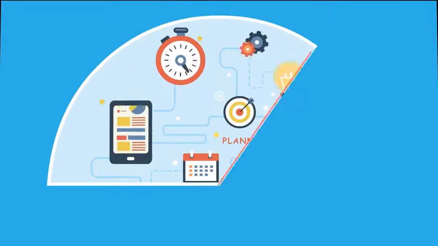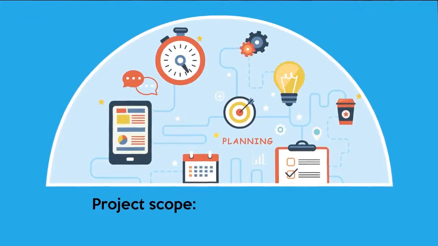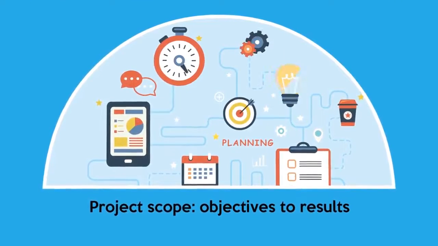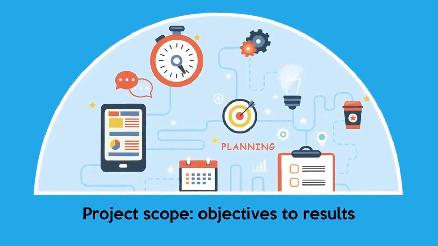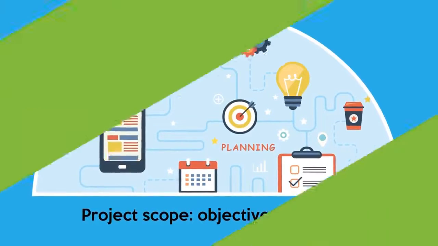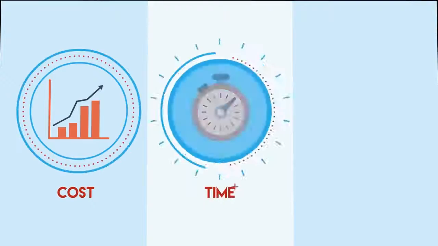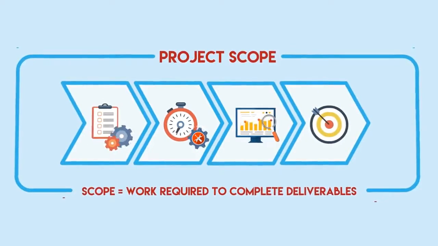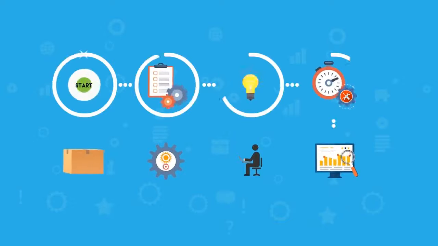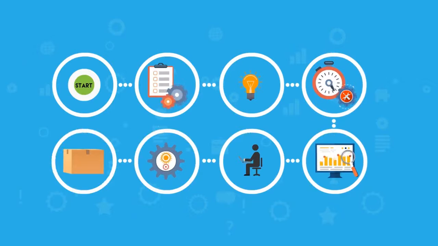Like a road trip, a project has a scope. This defines everything you need to do to get from objectives to the results. If you change the project's scope, it's likely to have implications for the project's cost, time, and quality. Project scope is defined as all the work required to complete a project's deliverables. By making it clear exactly what is required, you also make it clear what's not required.